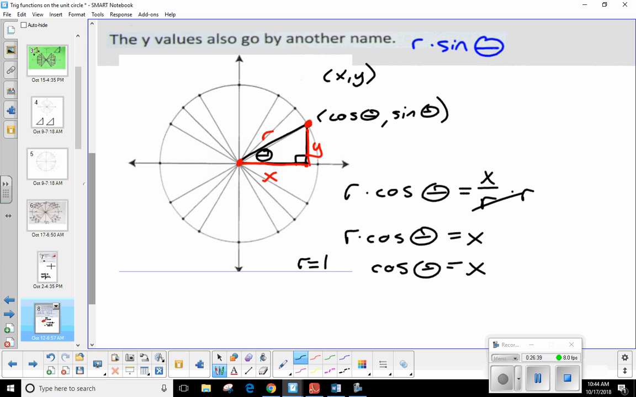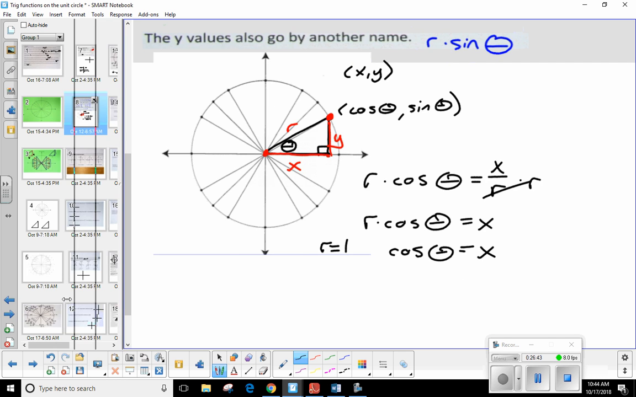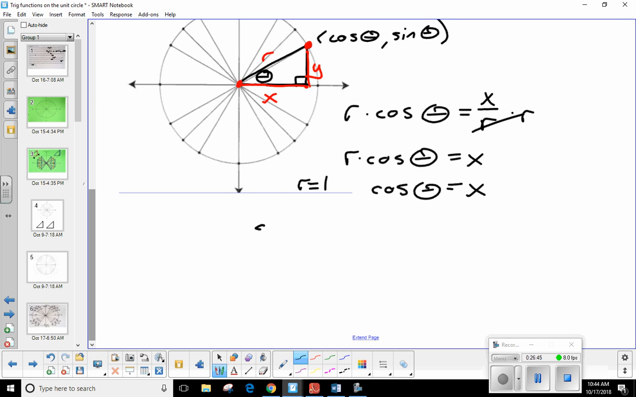And you could do the exact same thing for sine. We could say sine of theta. We know the ratio is y over r. And maybe on this one, we don't even need to multiply. Remember, what is the value of r? 1. So what would y divided by 1 be? There you go. So it's very important here.